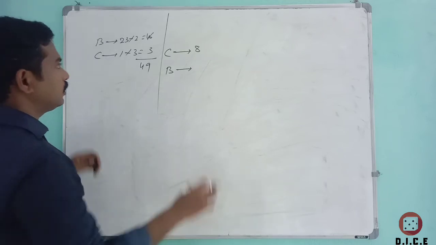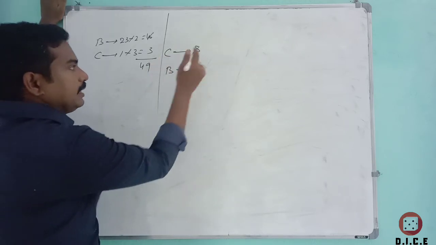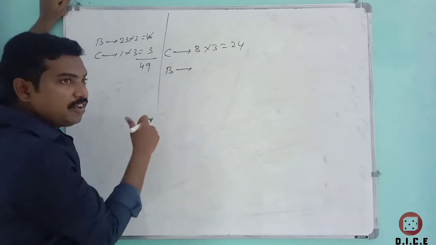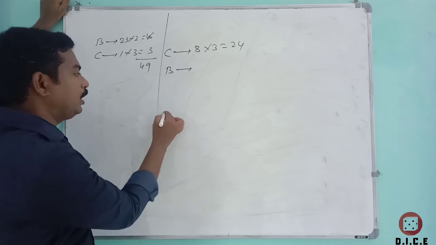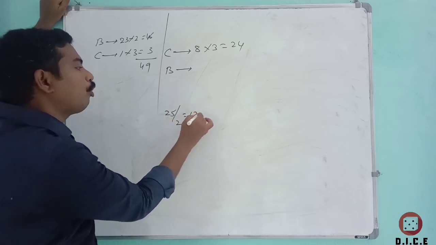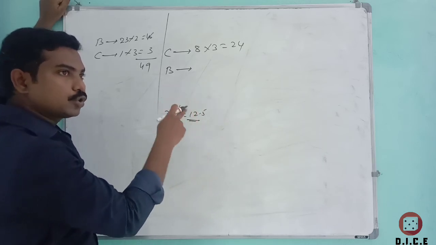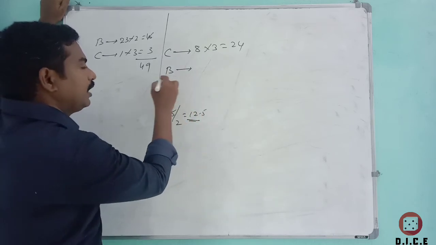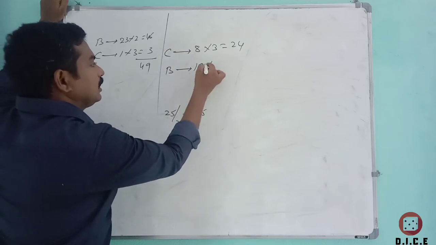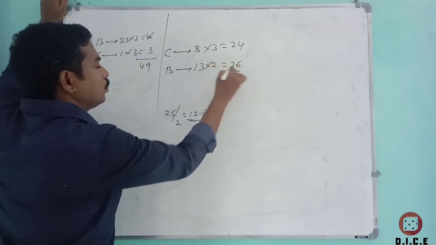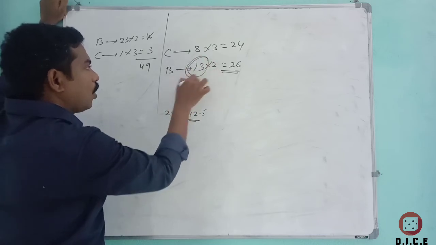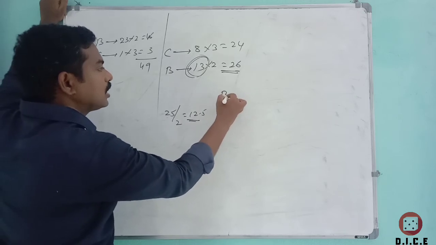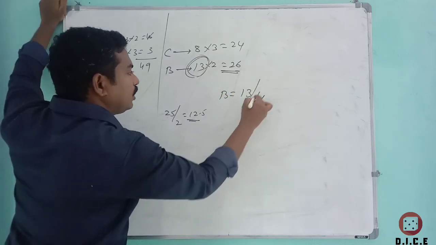Now in question number 10, C got 8, and 8 threes are 24 marks. So how many marks are less? That is 25 marks. 25 by 2 is nothing but 12.5. So obviously it must cross 12.5, which means B should definitely have 13. 13 twos are 26, so it must cross 12 questions. The answer is 13 questions.